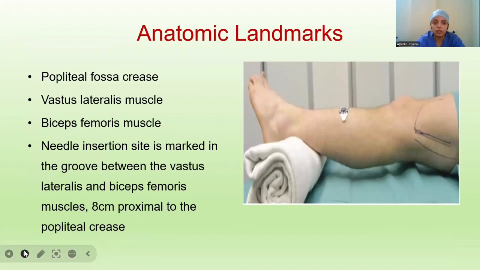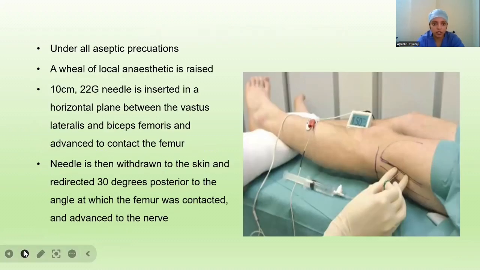The anatomic landmarks include the popliteal fossa crease, the tendon of the vastus lateralis, and the tendon of biceps femoris, and the needle insertion site is marked in the groove between these two tendons at around 8 centimeters proximal to the popliteal crease. Under all aseptic precautions, a wheel of local anesthetic is raised, and then a 10 centimeter 22 gauge needle is inserted in the horizontal plane between the two tendons, and it is advanced to contact the bone first. Once it hits the femur, you withdraw the needle slightly and redirect 30 degrees posterior to the previous angle, and you keep advancing till you see the twitches.